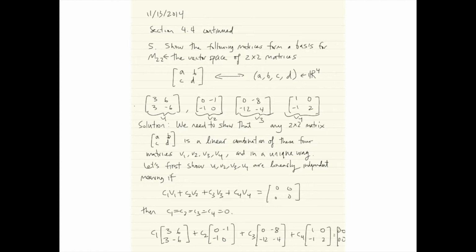Let's do some examples from section 4.4 about bases. Number 5 says, show that the following matrices form a basis for M sub 2,2, the vector space of 2 by 2 matrices. Now, a 2 by 2 matrix can be identified with a vector in R4 via this correspondence, that the matrix A, B, C, D corresponds to the vector A, B, C, D, like so. And this correspondence does preserve the vector addition and scalar multiplication structure, and so is a map of vector spaces.